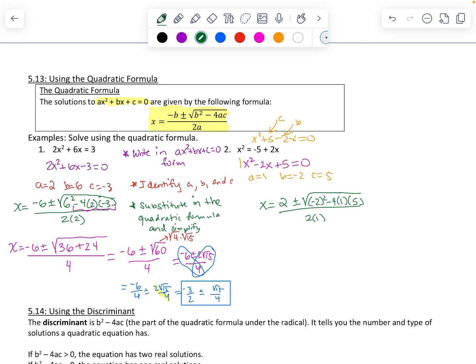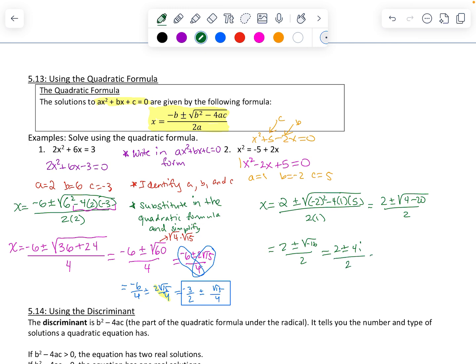And then I have to simplify. So I get 2 plus or minus the square root of 4 minus 20 all over 2. That gives me 2 plus or minus the square root of -16 over 2. And you might notice that we have another imaginary number. So the square root of -16 ends up being 4i. So I get 2 plus or minus 4i over 2.